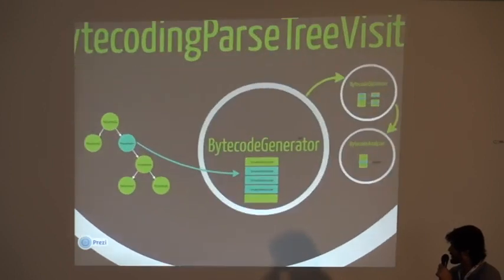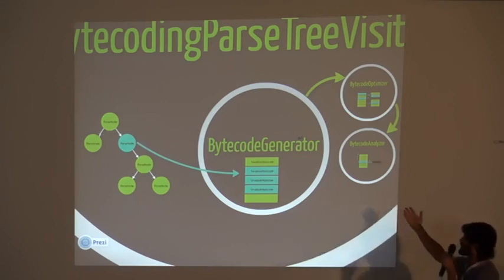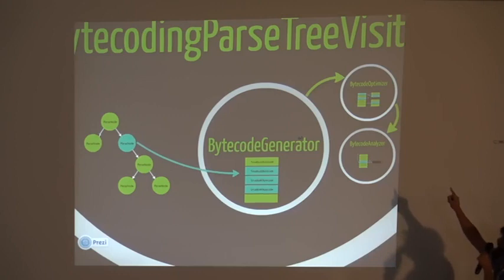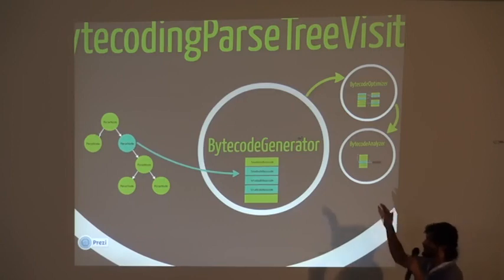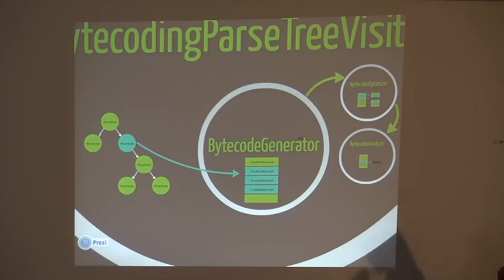So this object cooperates with three objects. The bytecode generator, which actually creates bytecodes, and the bytecode optimizer. The thing is that some optimizations should be done during the bytecode emission. I mean, it's pretty convenient to perform those optimizations during the bytecode emission. So here, the bytecode generator will interact with the bytecode optimizer each time it creates a new bytecode.